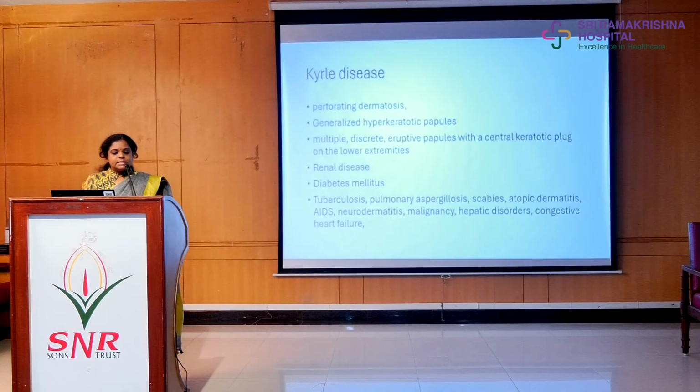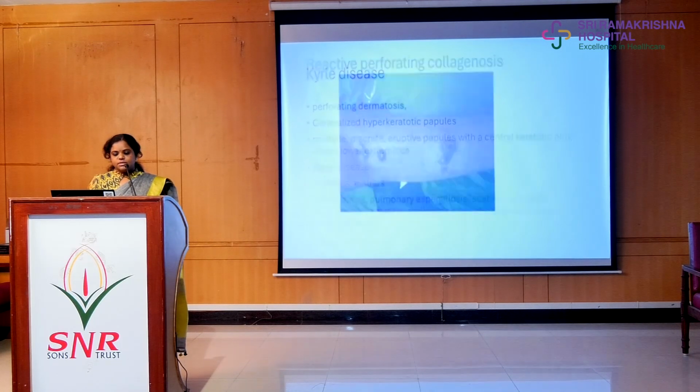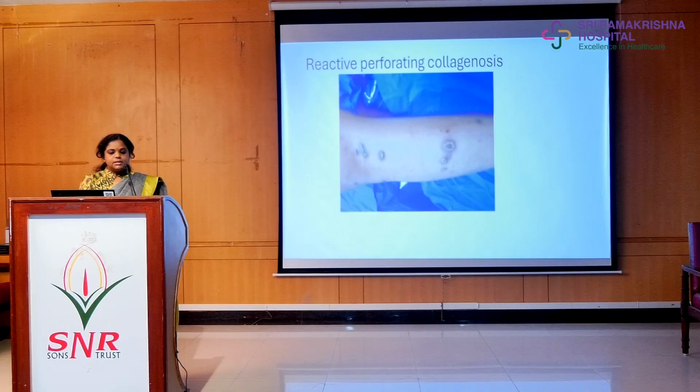So Kyrle's disease is a perforating dermatosis, generalized hyperkeratotic papules with multiple discrete eruptive papules, usually associated with renal disease and diabetes mellitus. And other associations are tuberculosis, scabies, cutaneous diseases itself like atopic dermatitis and neurodermatitis, malignancy, hepatic disorders, and congestive cardiac failure. So this is another type of reactive perforating disorder. This Kyrle's disease is a perforating dermatosis.